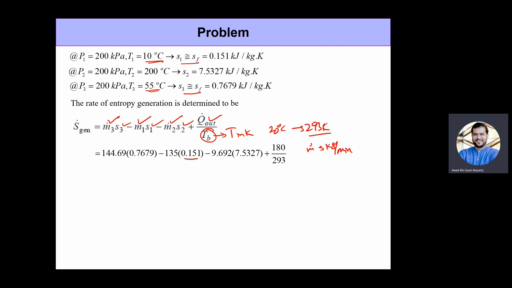When you substitute that, it comes out to be a positive quantity, as you would expect. Entropy generation should not be negative. You're mixing two fluids, and it comes out to be a positive quantity as expected: 18.33 kilojoule per minute Kelvin. So this is how you would solve it here.